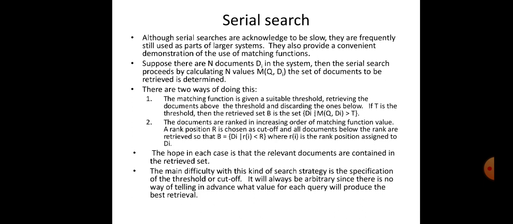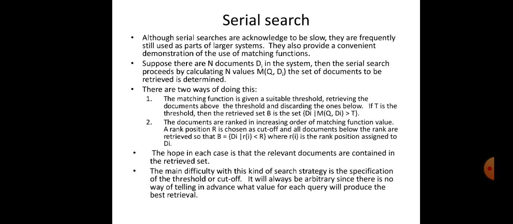Then the second method is very similar to the first method. The documents are ranked in increasing order of matching function value. Then we will be selecting a rank position R as a cutoff value. And all the documents beyond that particular rank are retrieved, so that B equals di, where Ri should be greater than the cutoff ranking. Here Ri is the rank position assigned to di. So we will be retrieving all the documents which have a rank less than the cutoff rank.